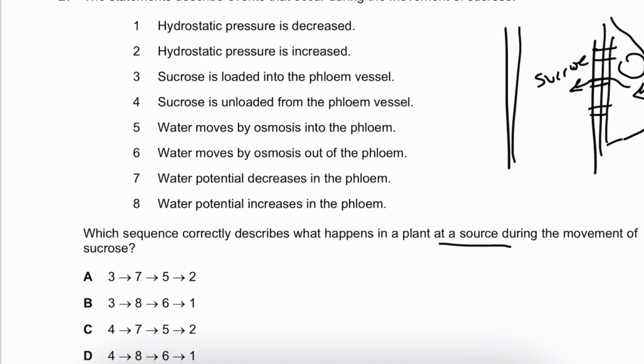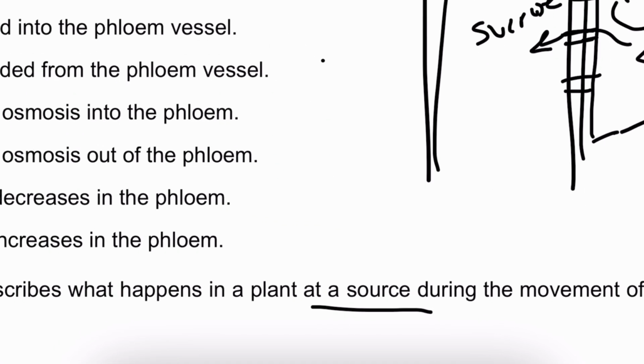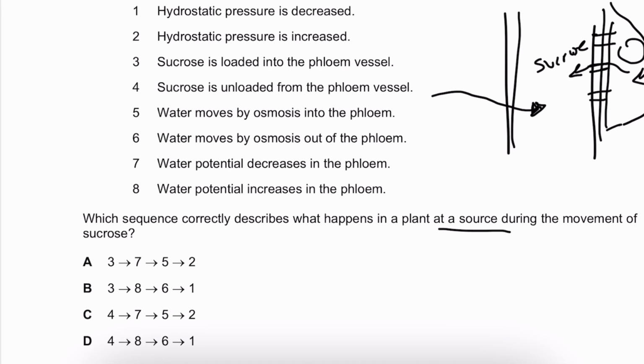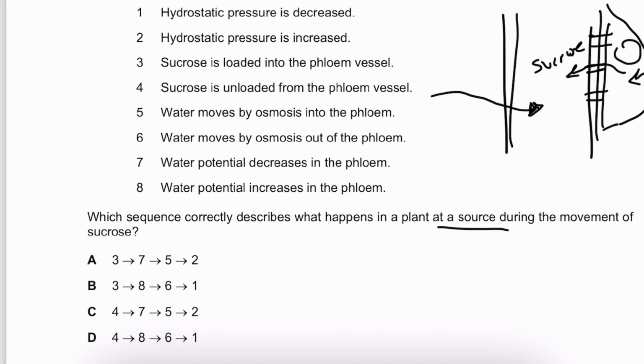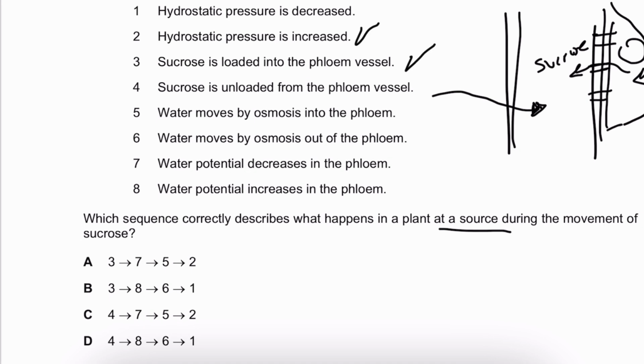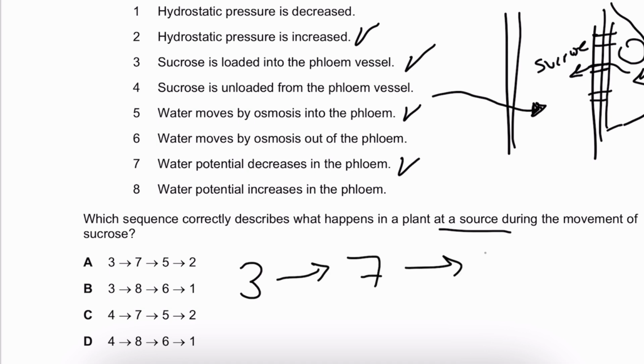This is going to decrease the water potential. So once water potential decreases, water from the xylem is going to enter right over here, and then once water enters, this increases the hydrostatic pressure, and then this allows the material or assimilate to move down or up, of course, according to the place by mass flow. Okay, so hydrostatic pressure should be increased. Sucrose is loaded into the phloem vessel, and water moves by osmosis into the phloem, and water potential decreases in the phloem. So the first thing is 3, then water potential decreases, then water moves into it by osmosis, and then hydrostatic pressure increases. 3, 7, 5, 2, which is A.